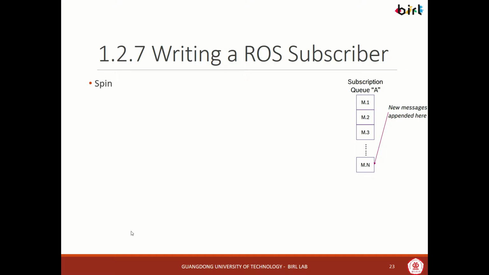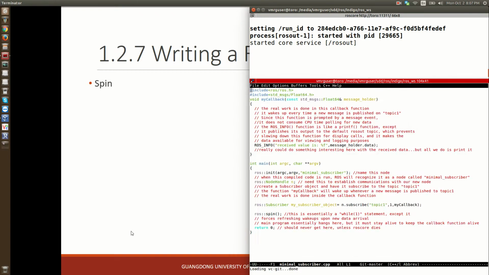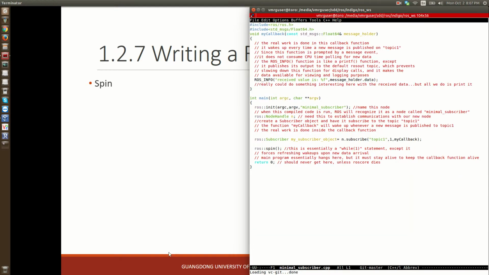Actually, before I continue to look at this slide, let me open the subscriber and minimal nodes so you can take a look at it. So what I want to introduce to you here is the following. Here we have the headers, ros.h, float64.h, similar to our publisher.